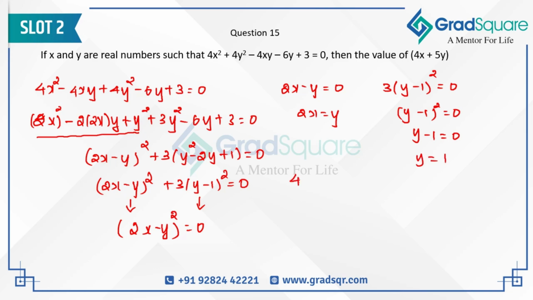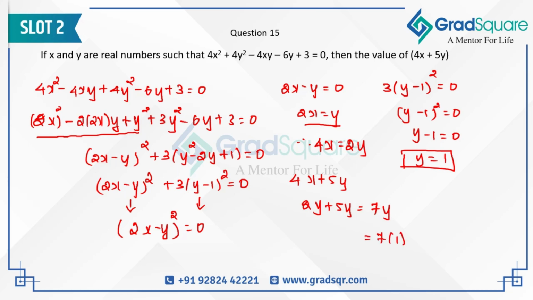And we are required to calculate the value of 4x + 5y. Now if 2x = y, then 4x will be equal to 2y. So in the place of 4x I can put 2y, so 2y + 5y = 7y. So we are required to calculate the value of 7y, and the y value is equal to 1. That means 7 into 1. The answer for this question will be 7.